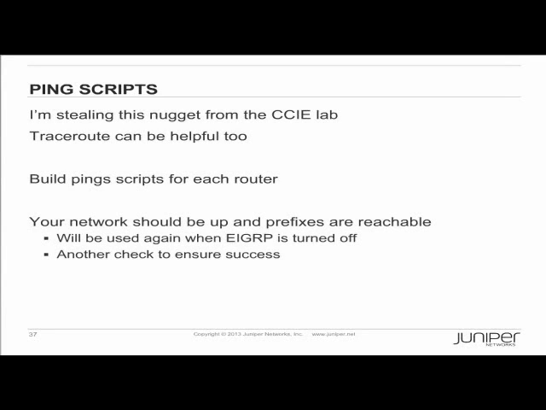You can build a traceroute script, which basically is traceroute 192.168.1.1, to make sure that your paths are the best path in your network. Now, we can run that now. I mean, we're still running 2 protocols at this point in our migration, but we can use it again when we turn EIGRP off, as just another verification step to say, yes, the migration is successful.